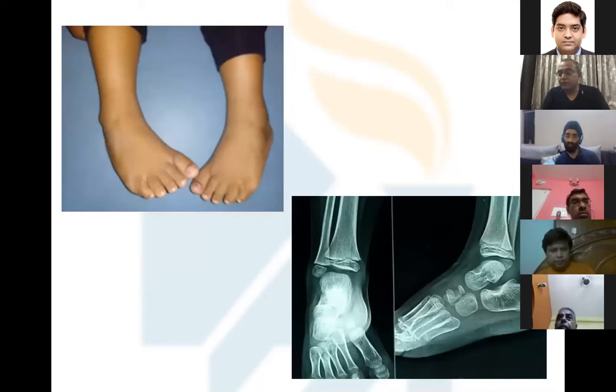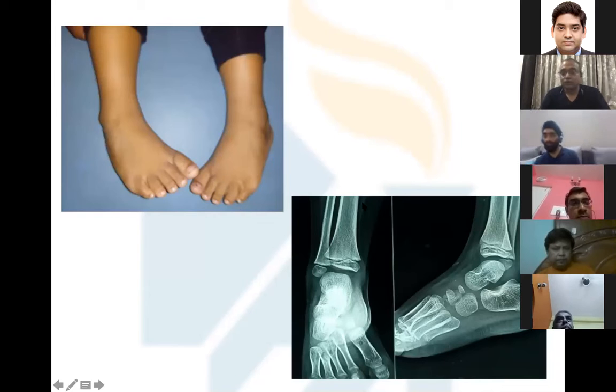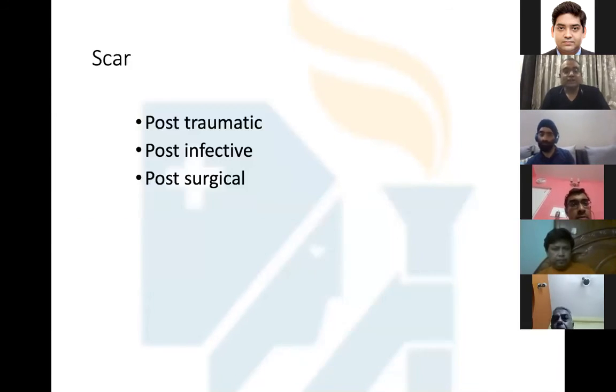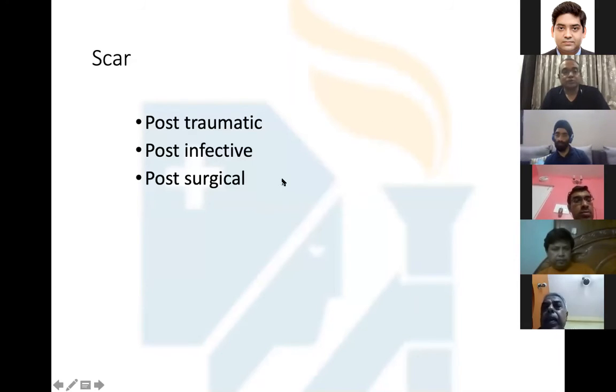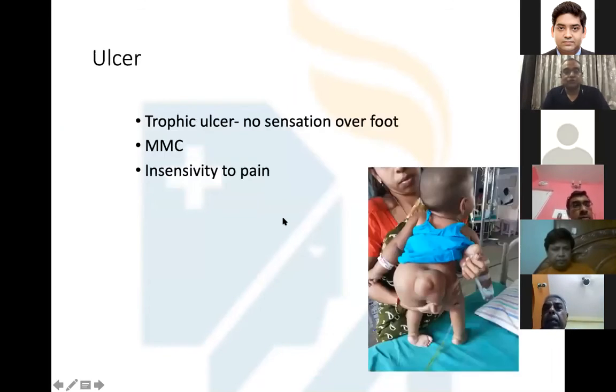Now, when it comes to a child with a history of trauma, the clinical examination is very important when the X-ray looks essentially normal, because there might be some physeal injuries or perichondral ring injuries. So you have to be very careful in the clinical history and examination, where you have to find exactly the point of tenderness, and accordingly we treat these children. And the scars again suggest a post-traumatic, post-infective or post-surgical history.